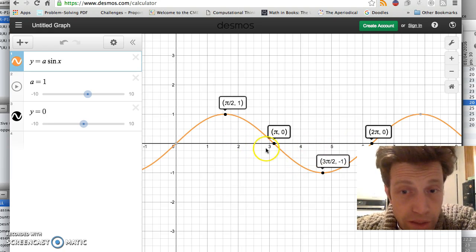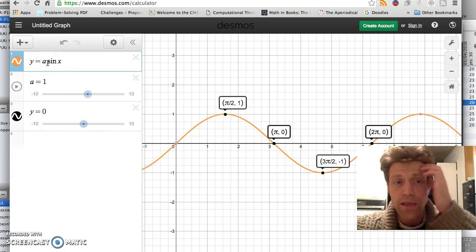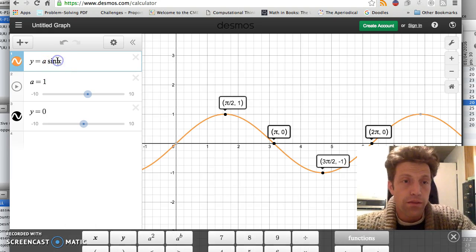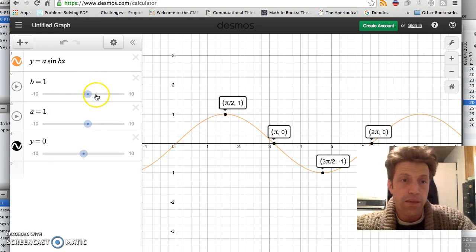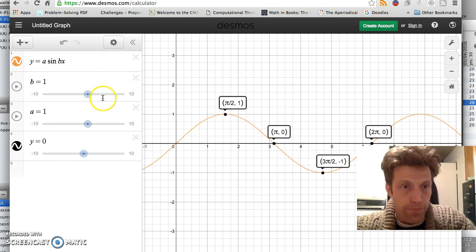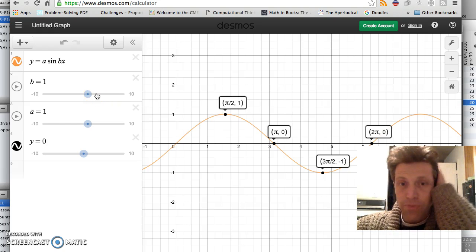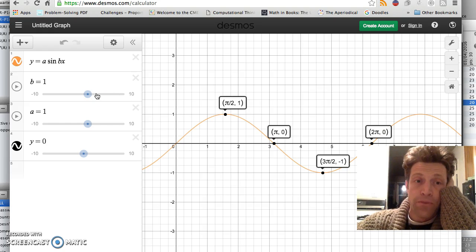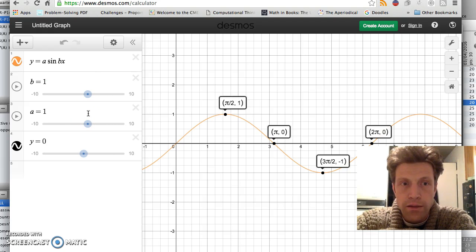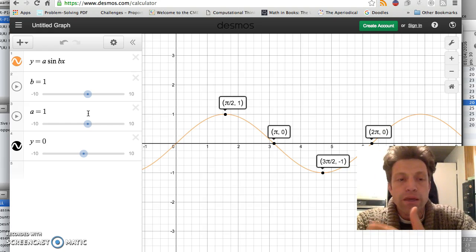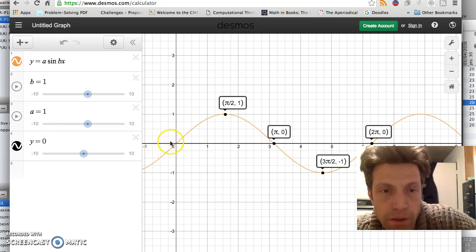Change this graph horizontally like I was changing it vertically with A? Well, you might have guessed that that's where this B comes in. Okay, so if B is 1, it's the same. But if B goes up, then what happens? What do you think happens? So you can play with this. Again, you go to desmos.com, type this in, add slider, and mess with it yourself. And see if you can get an idea of how B affects the period of the graph. Again, right now the period is 2 pi, 6.28.